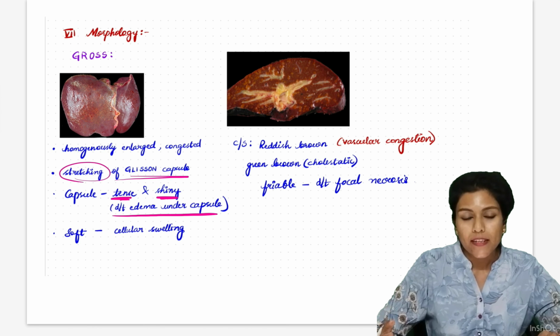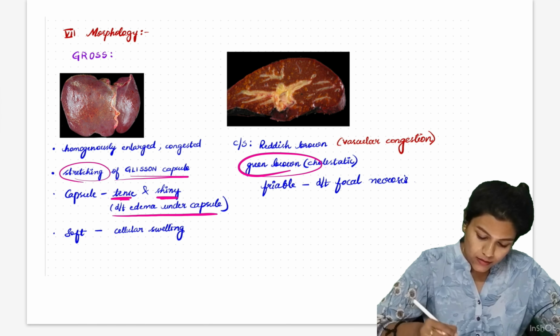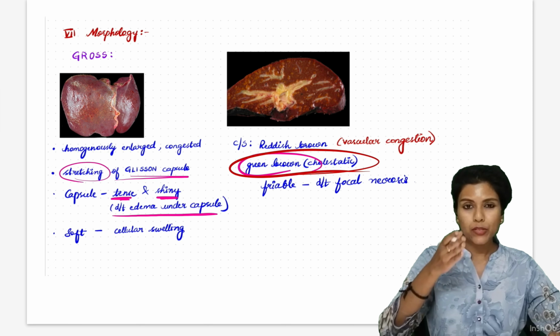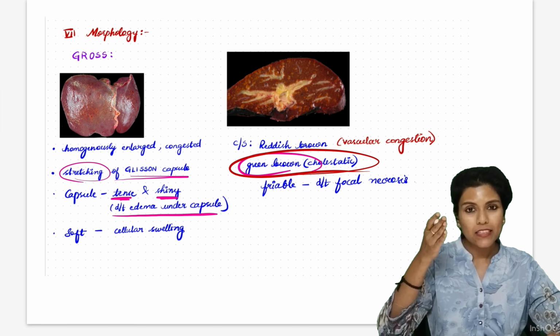If at all there is cholestasis, it will appear greenish brown. In cholestasis, it is greenish brown. And it is friable, meaning when you attempt to cut it, the knife will easily go into it.